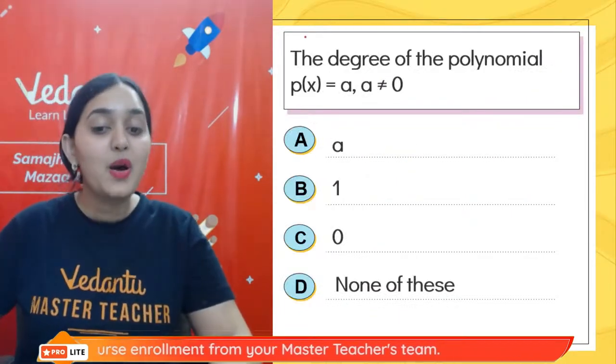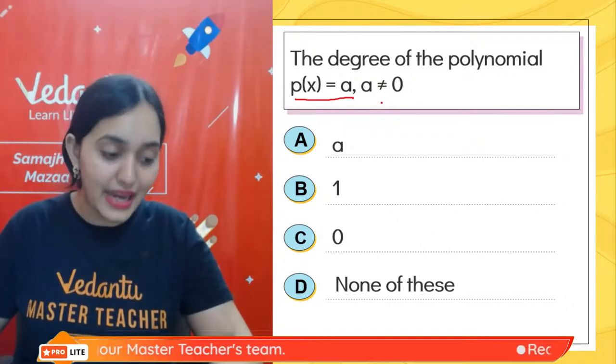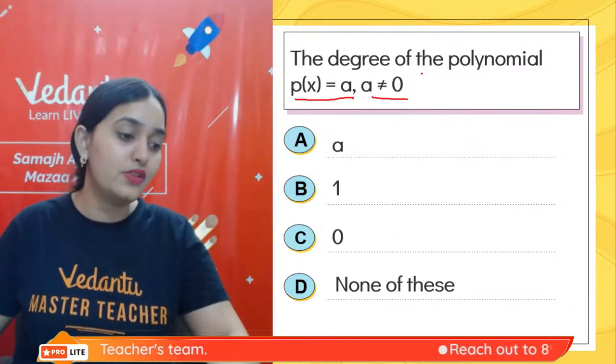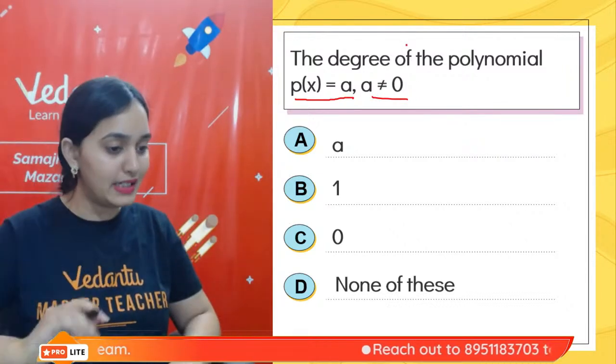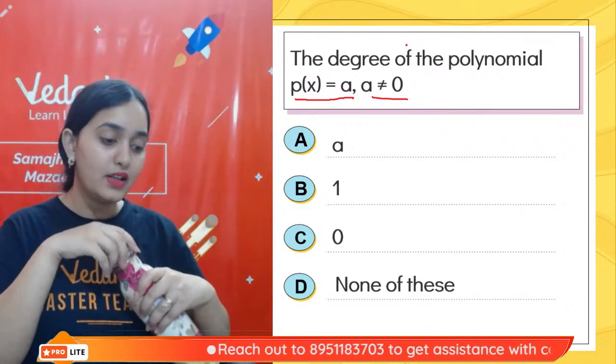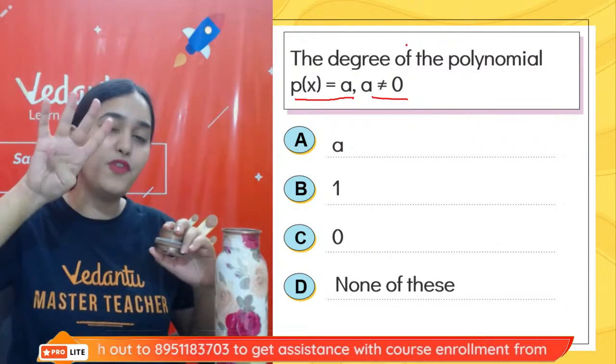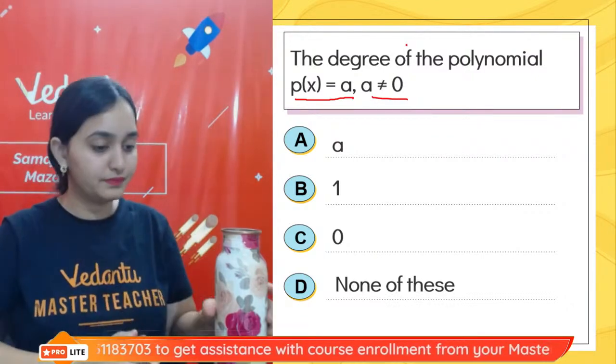Question number 1. What is the degree of the polynomial p of x is equal to a, where a is not equal to 0? Option A, B, C, D. The degree of the polynomial p of x is equal to a. Biquadratic is power 4.